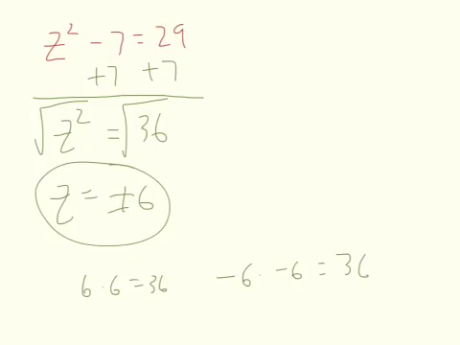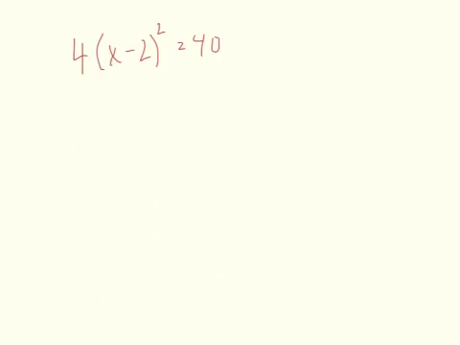A couple more. So now we have something slightly different. What we have here is x minus 2 all squared. So this whole piece here is this squared term. That's the one I want to isolate. So I'm going to isolate that by dividing both sides by 4, which is going to leave me with x minus 2 all squared equals 10.